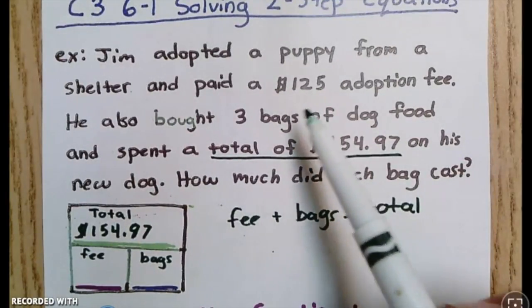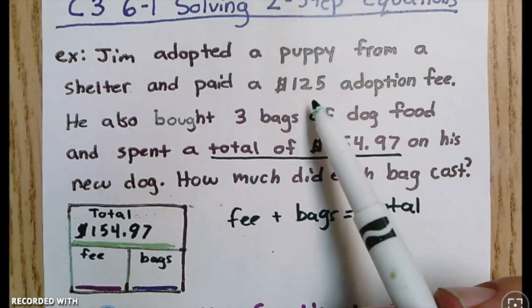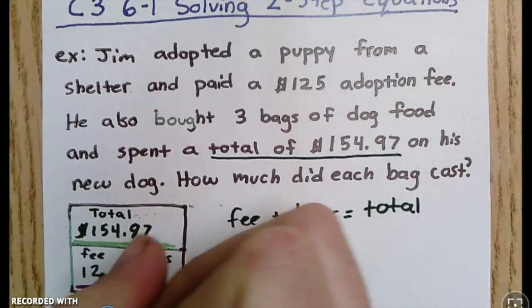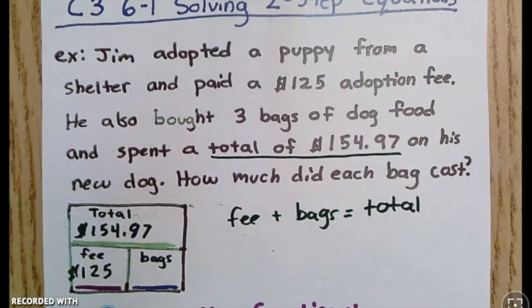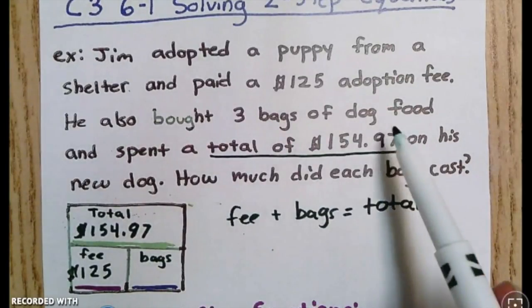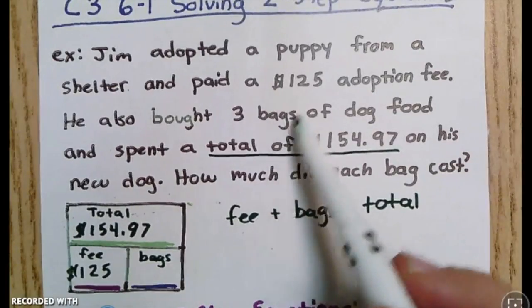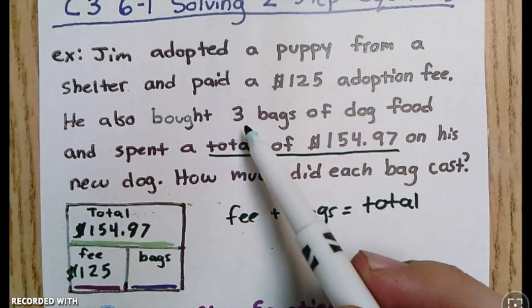Is that fee a one-time cost, or is he going to have to pay that over and over again? Good, it's a one-time cost. And so that's going to go right here. And we don't need to do anything else to it because it's only a one-time cost. He also bought 3 bags of dog food. So we don't know how much each bag costs, but we know that whatever it costs, we need to multiply it times the 3 bags that he got.